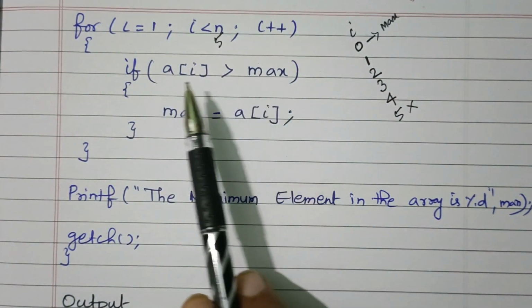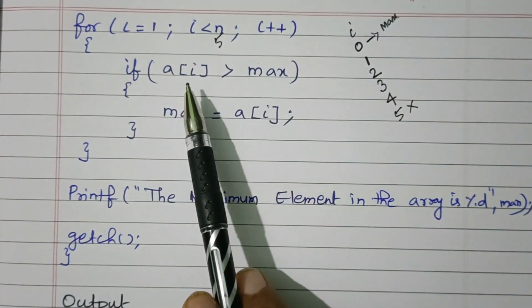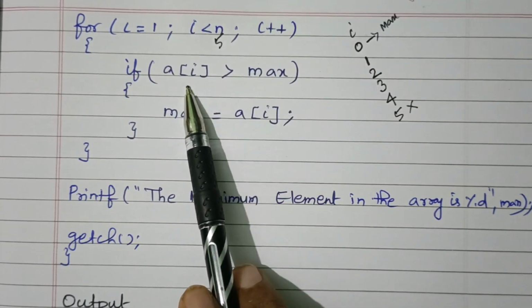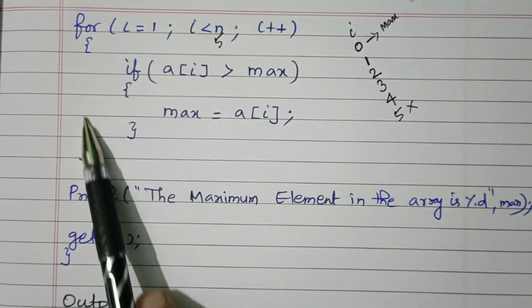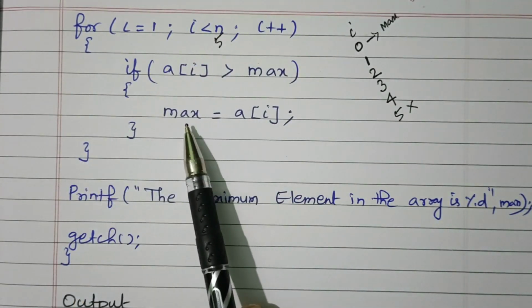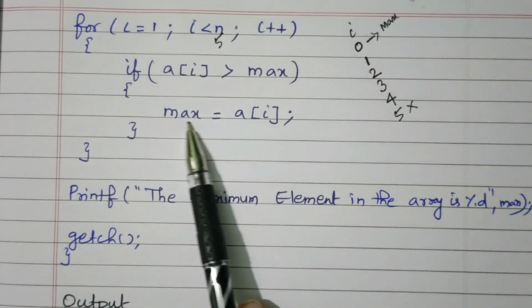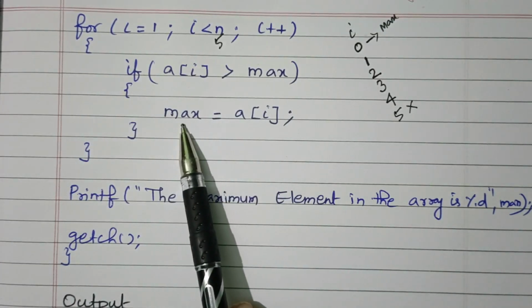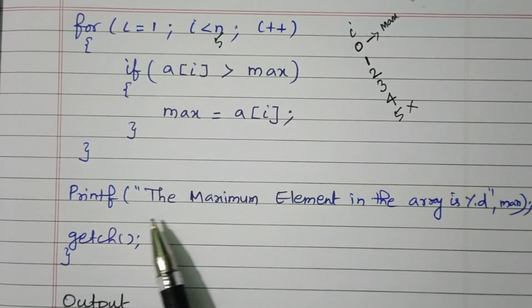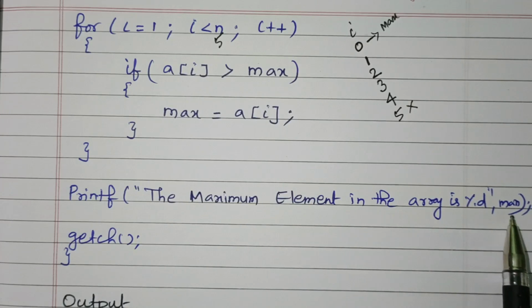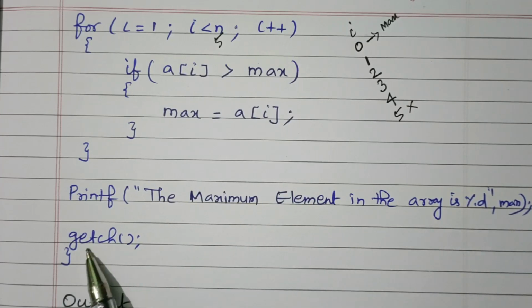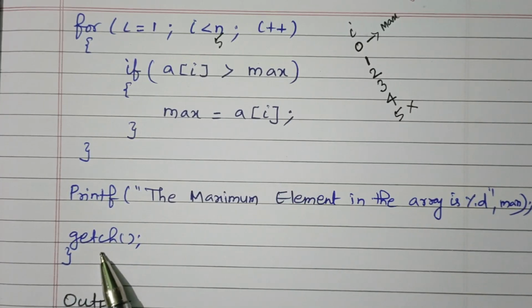So max is verified with the second number, third number, fourth number and fifth number. If the condition is true, the corresponding number will be stored as the maximum, otherwise it will go to the next step. Finally, after executing this loop, the maximum number will be available in the variable max, which we can print. Print "The maximum element in the array is %d", that is, the integer-type max. That will be printed. After getch, we can close the program. getch will get a character from the user. Until then, we can see this output.